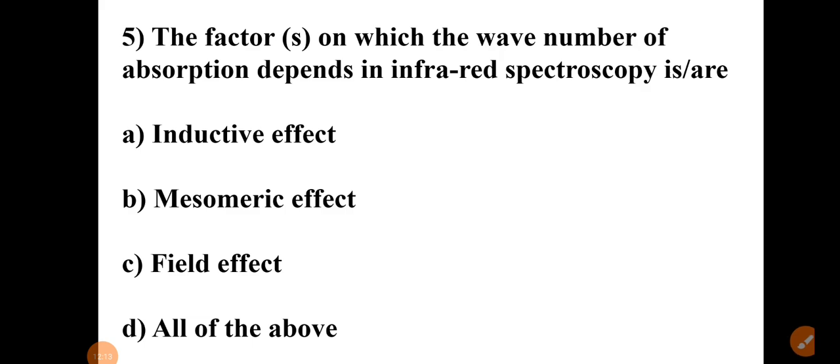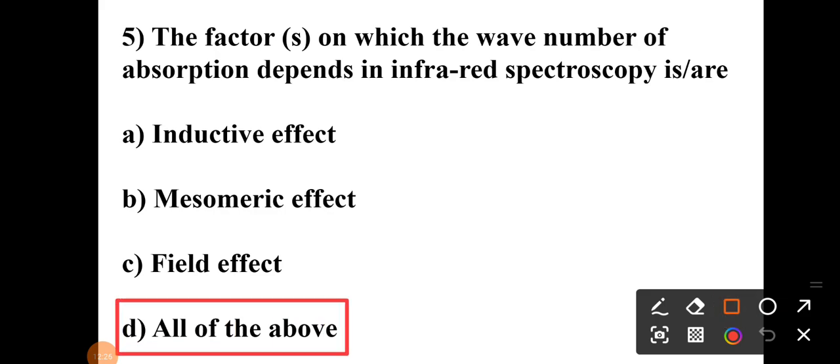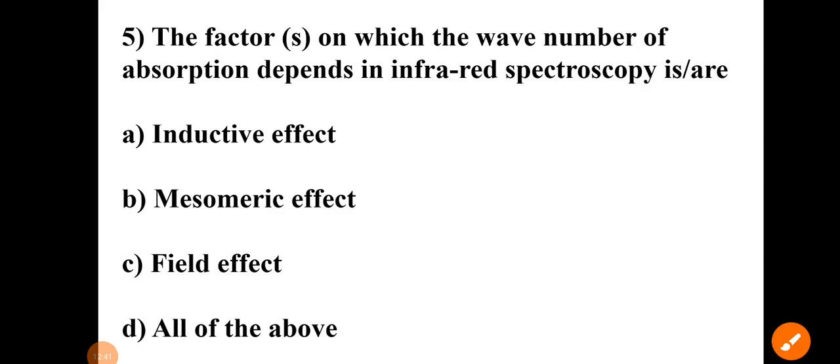The next one: the factor on which the wave number of absorption depends in infrared spectroscopy is inductive effect, mesomeric effect, field effect, or all of the above. What is the answer here? It is all of the above, because the frequency depends on the inductive effect, that is plus I and minus I, then the mesomeric effect, and also the field effect. So all these effects are very important in IR spectroscopy.